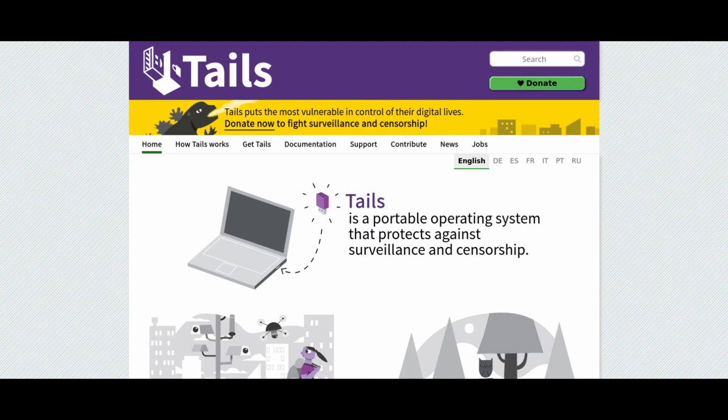Tails OS is the most noteworthy one. It is also a Linux distribution based on Debian, and what it does is that it only loads from a USB key onto your computer, and everything is loaded onto your RAM, so it doesn't leave a hard drive print that can be traced. And most importantly, Tails runs all of your networking through Tor, as in it has no other way of contacting the internet without using Tor.